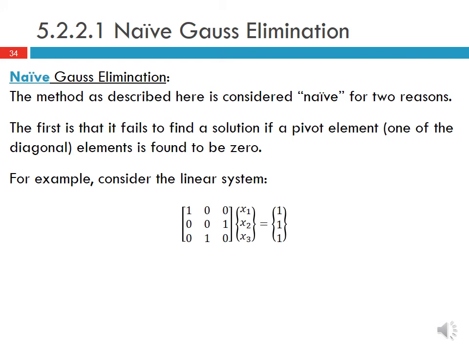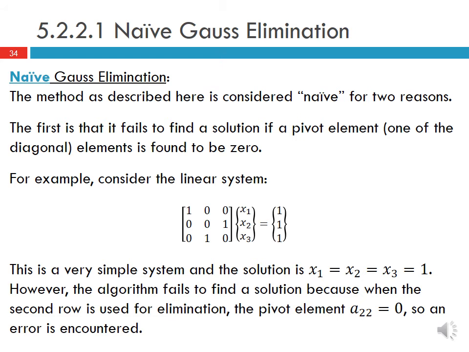So for example, we can consider this linear system here. This is a very simple system, and the solution you can easily see from inspection is that x1 equals x2 equals x3 is equal to 1. However, if we use our naive Gaussian elimination algorithm, it fails to find a solution because when the second row is used for elimination, the pivot element a22 is equal to 0. So an error is encountered because we're always dividing by our pivot element. So we're dividing by 0 and we get an error and we don't find the solution.